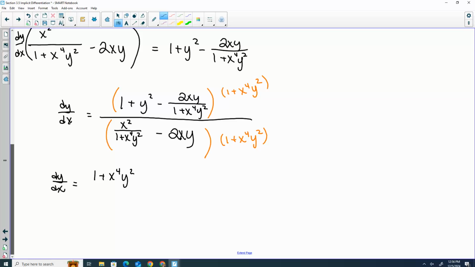So I took my 1 times both terms. Now I take my y squared times both. So y squared times 1 is y squared. Y squared times x to the 4th y squared is x to the 4th y to the 4th. Minus, in the last term the negative cancels, and I just get 2xy.